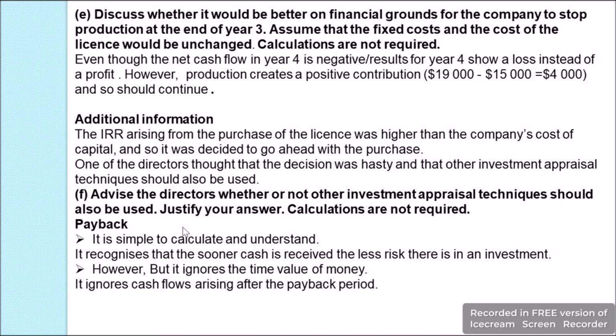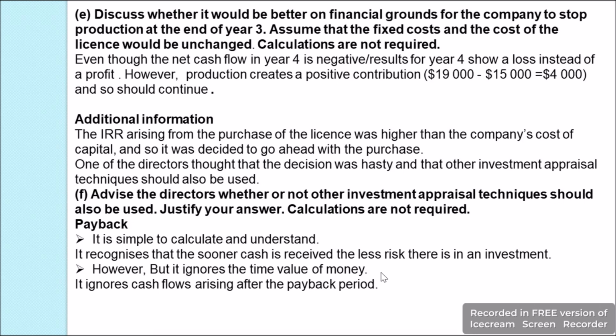You see, if they go for other techniques of investment appraisal, apart from IRR, we have the payback method. It is a very simple method to calculate, and in this we recognize the sooner we get back the initial investment, the less risky the project is. However, when we go for the payback method, we will just try to find out the duration in which we get the initial investment back, that is 100,000 which we are investing for the license. In what duration we are going to get it back, we will check by means of the net cash flow.